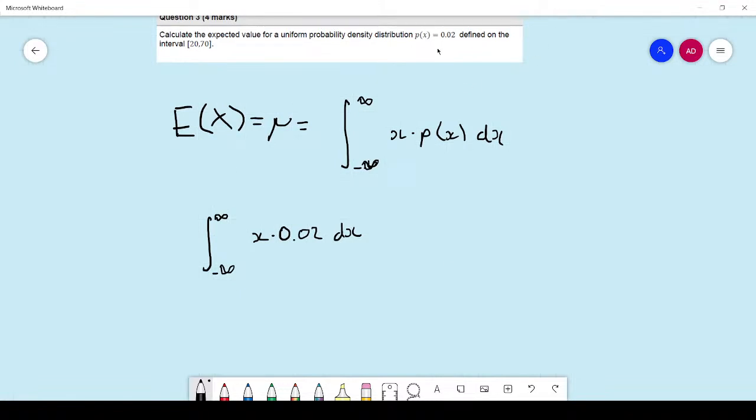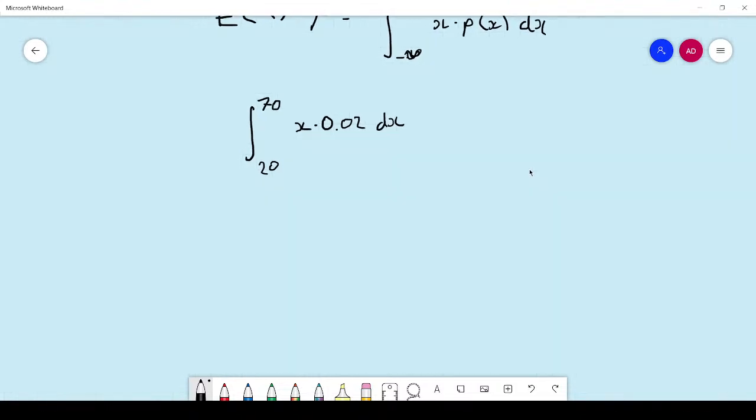Oh, and the other thing to note here, defined on the interval 20 to 70. So we don't actually have to go from negative to positive infinity, because our distribution is only defined between 20 and 70. So that should also make our lives a little bit easier.